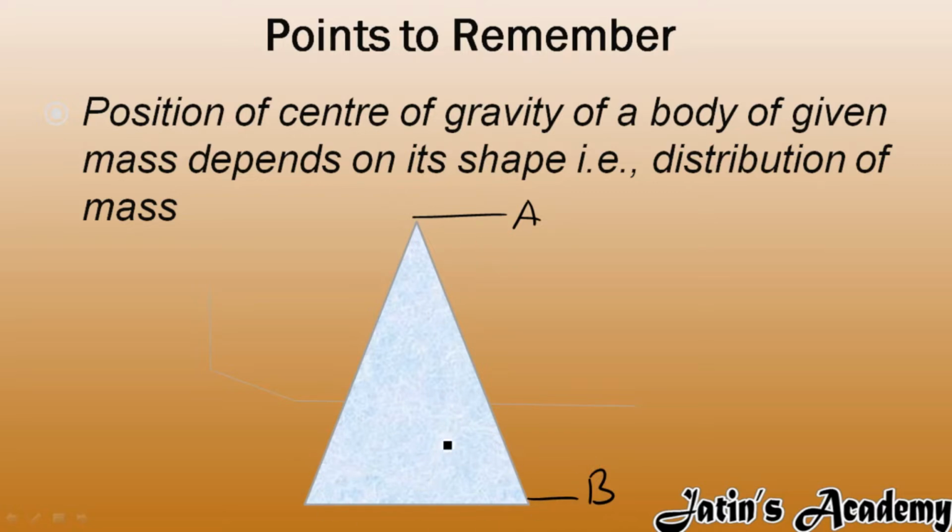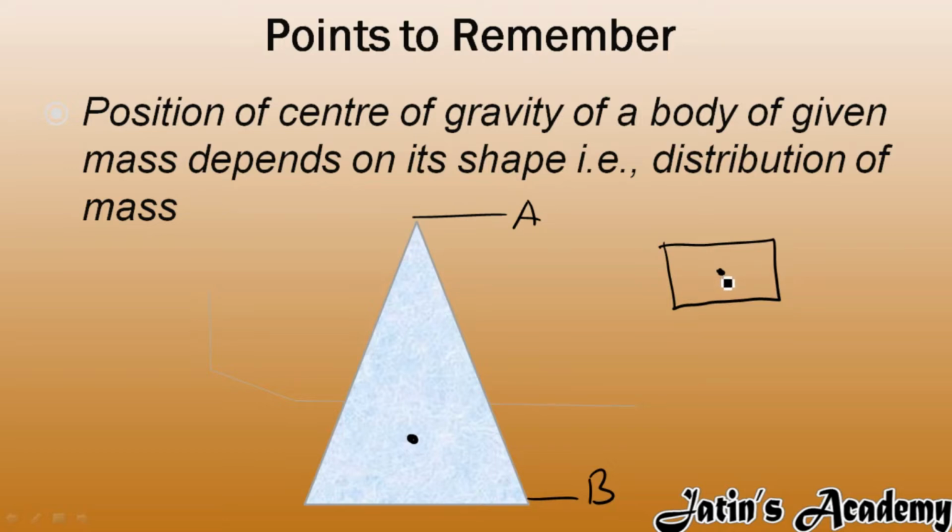So the center of gravity is more toward where the distribution of mass is more. Where mass is more, the center of gravity position is more. For example, if I have a regular surface, the distribution of mass is equal at each and every point. It means that the center of gravity is at the center.